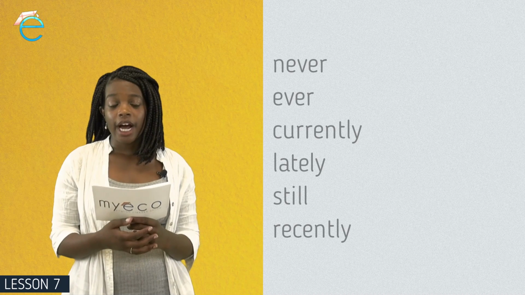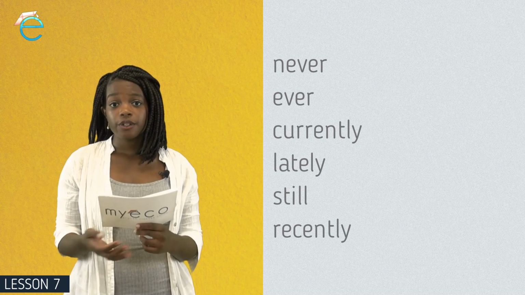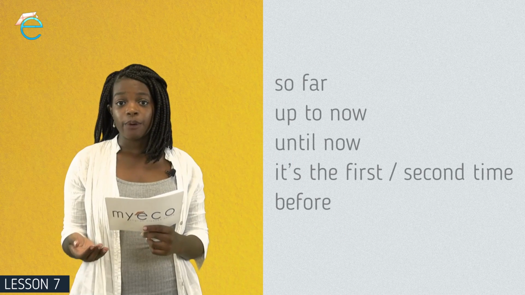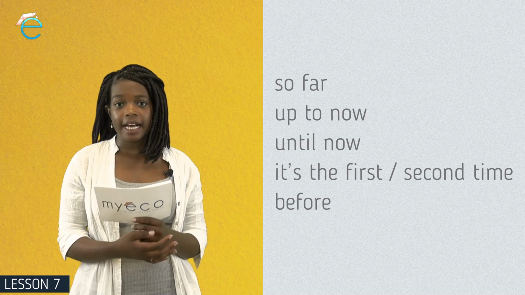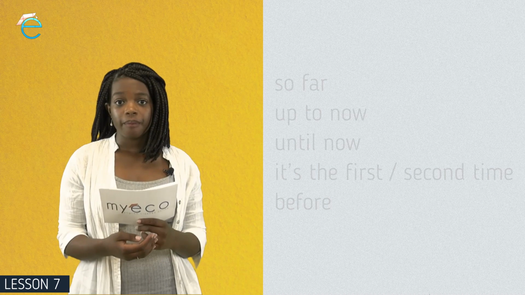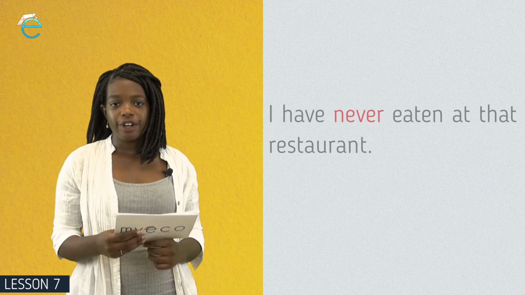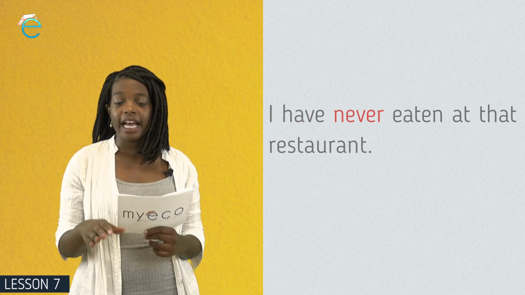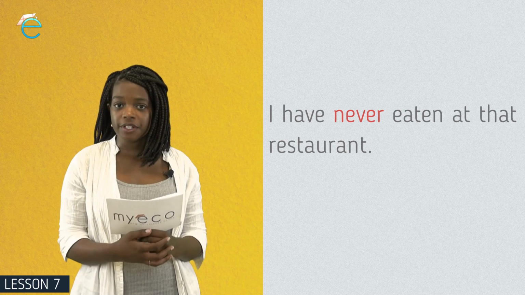There are some other words that we also use with present perfect tense: never, ever, currently, lately, still, recently, so far, up to now, until now, it's the first or second time, and before. I have never eaten at that restaurant. This shows us that it's something that has not been done by the person.